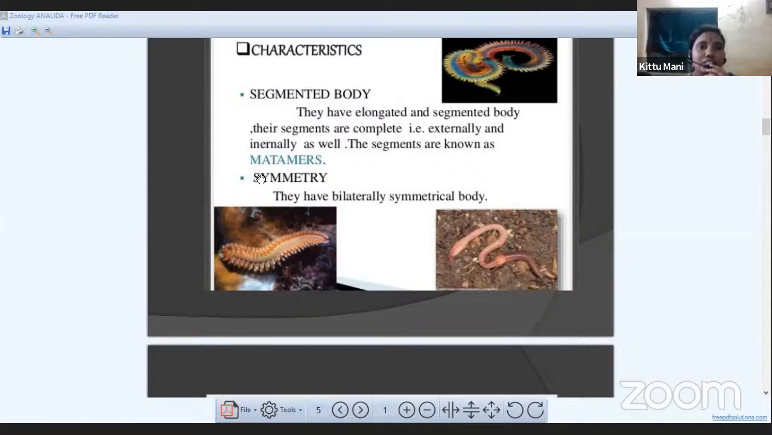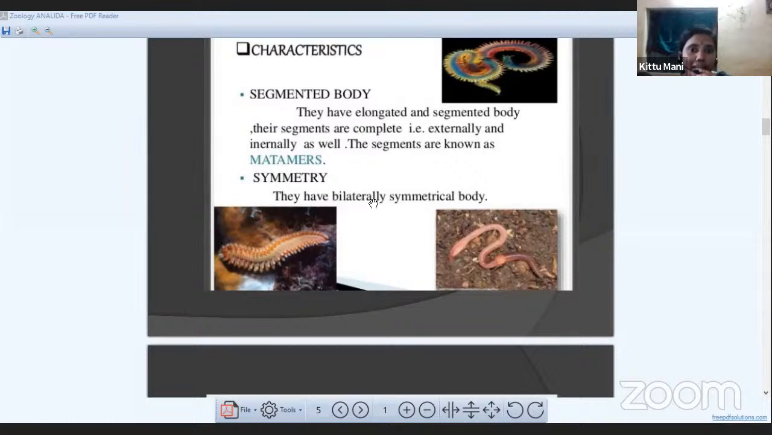The next, the symmetry. Symmetry means what? We already learned it in our second chapter. Symmetry means the body organization. When we cut the body from the posterior region to the anterior region, or anterior to posterior, it will be divided into 2 equal parts. What is that, students? 2 equal parts.